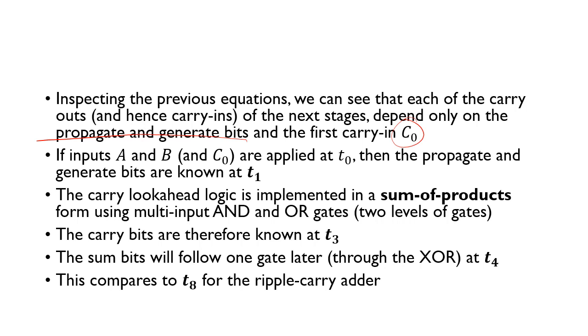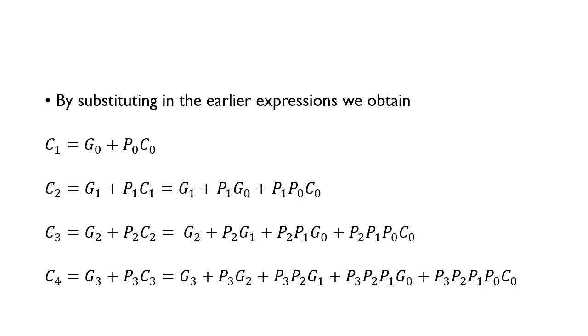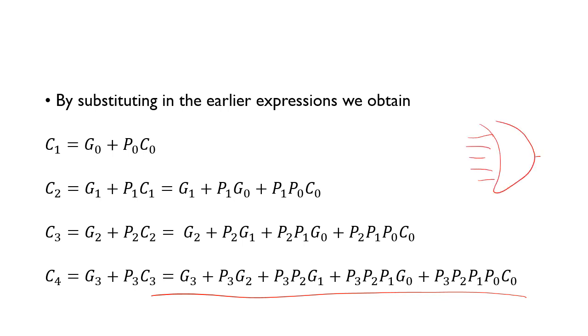So if we apply the inputs A and B and the first carry in at time 0, because the propagate and generate bits are just an XOR gate and an AND gate, we're going to know all of the generate and propagate bits for all stages at T1. So for all the stages we know the propagate and generate bits at time 1. Now we've got these expressions here, but we can see these are just similar to SOP expressions. So for this case it's a 5 input OR gate, and each one of these is essentially an AND gate, so this is a 5 input AND gate, and we'll have an AND gate for this one and so on.